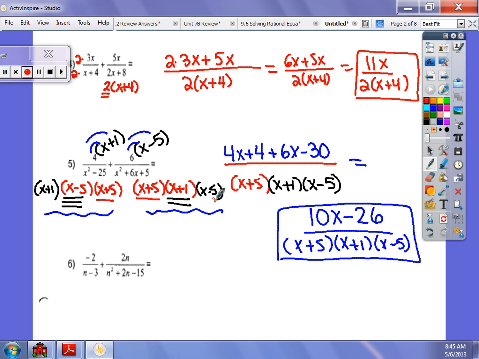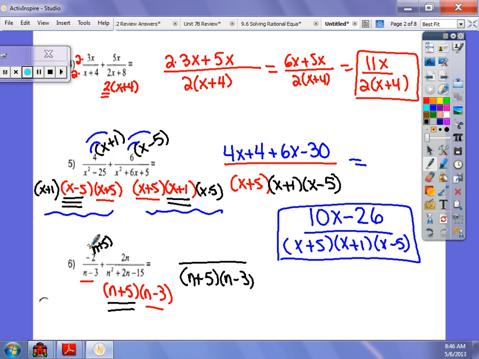Alright, next one we have is n squared plus 2n minus 15. Well, that factors to be n plus 5, n minus 3. Well, I have an n minus 3 here and here, so that means that these two are both in common, so the only thing I'm missing is n plus 5. So I have it here on this fraction, so that must be my LCD. So I have an n plus 5 here, which means I need to multiply an n plus 5 to this fraction.